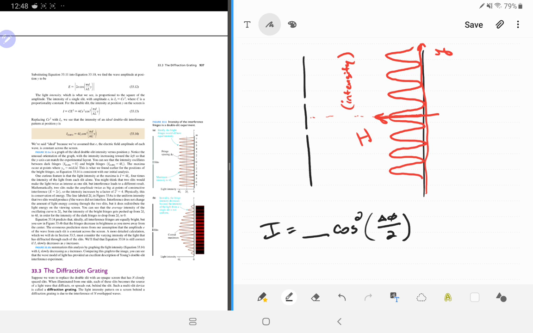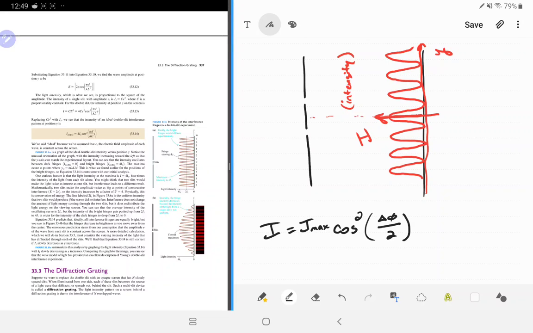If delta phi is plus or minus 2 pi, which is the bright spots that are closest to the m equals 0 bright spot, m equals plus or minus 1, we get cosine squared of plus or minus pi, which is also 1. So this is exactly the relationship. Given that we know it's a cosine squared, it's going to relate to phase difference like that. So I'll just put I max right here for now.